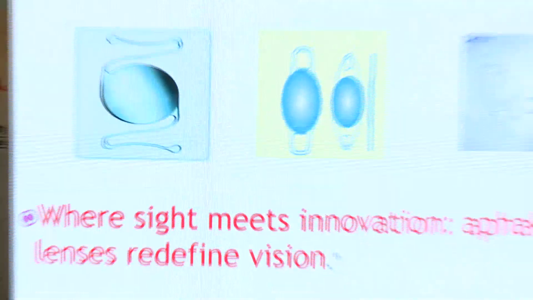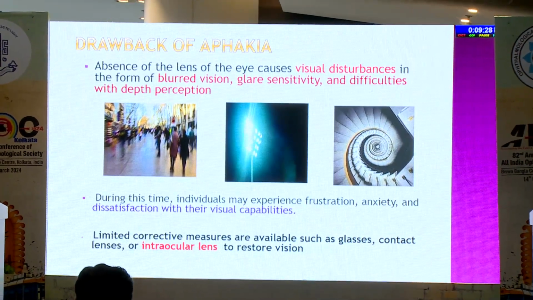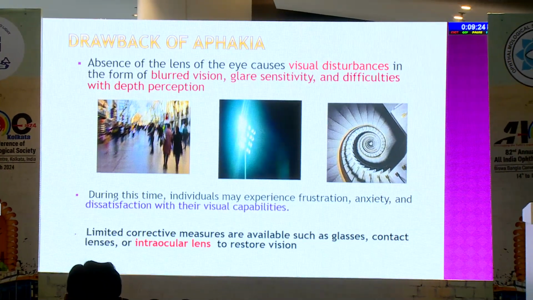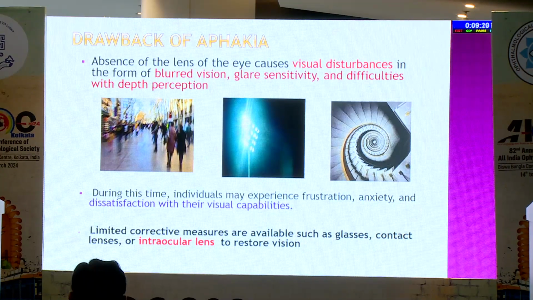According to the National Program for Control of Blindness and Visual Impairment, the prevalence of surgical complications is 1.2%. Out of that 1.2%, aphakia is one of them. These are the available options where sight meets innovation, and aphakic lenses redefine vision. When the lens is absent, it leads to visual disturbances in the form of blurred vision, glare sensitivity, and difficulties with depth perception.